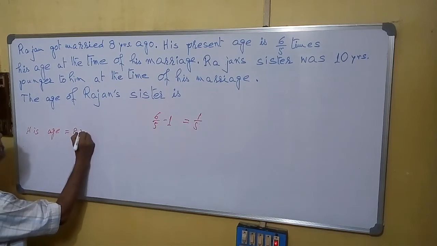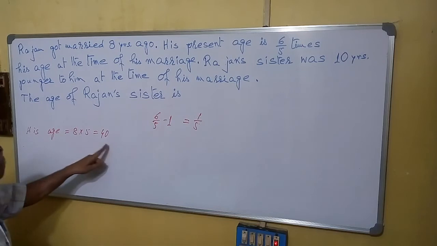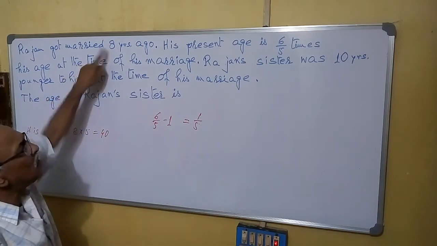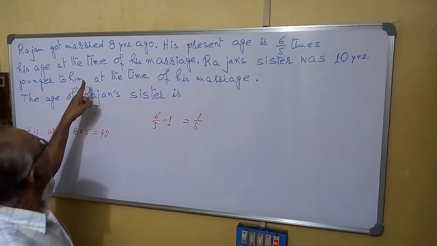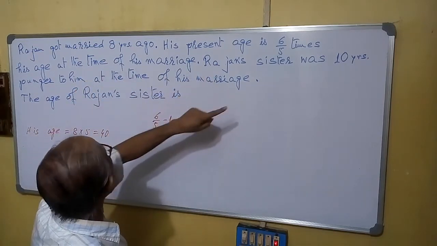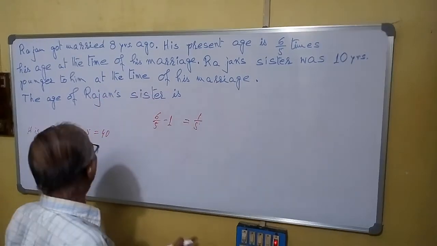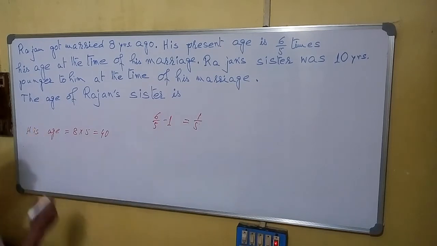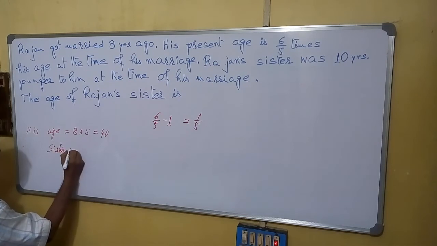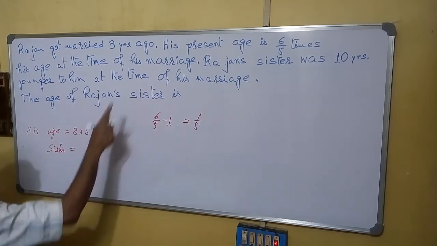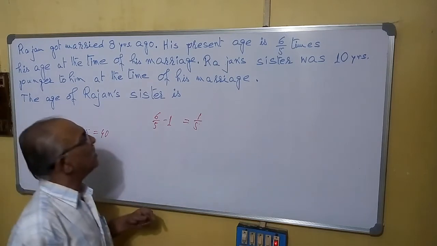equals 8 into 5. That means 40. This was his age during his marriage. Now, Rajan's sister was 10 years younger to him at the time of his marriage. So at the time of his marriage, the sister's age was how much? You need not write it also. 40 minus 10, 30. You can do all these things mentally.